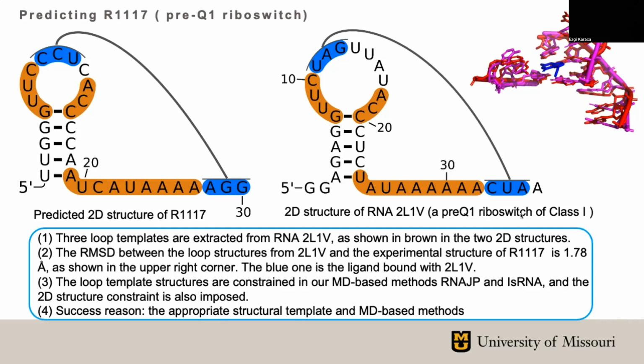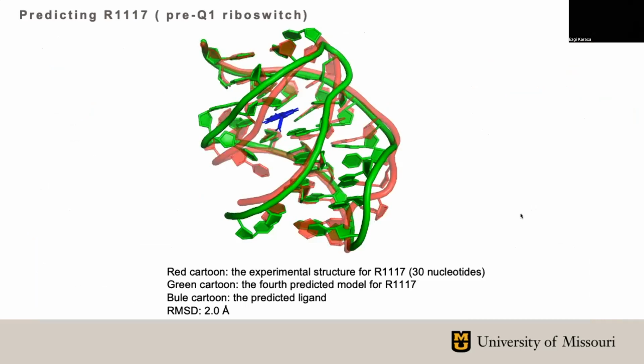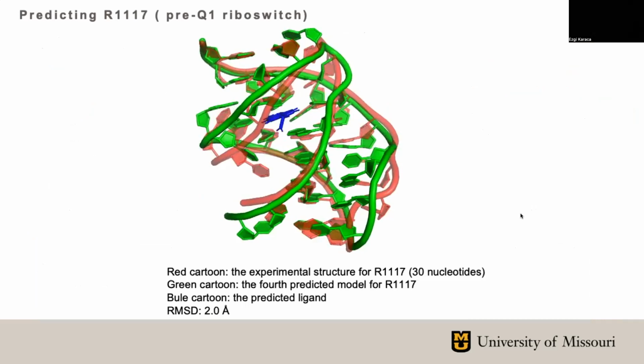We found that the template structure and the native structure are already pretty close, only 1.78 angstrom RMSD for this template. Then if you compare the two sequences, in the template you have this UUAU, while in our R1117 it's only C. So what we did is chop off this part, put in one cytosine here, and run our MD simulation to relax the structure. That's how we got our prediction, with RMSD 2.0, so it's pretty good.